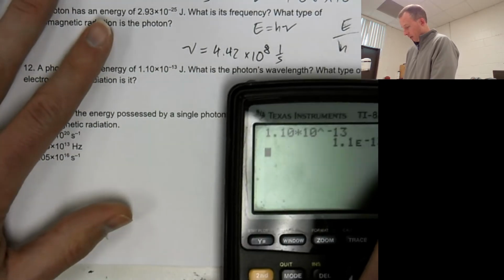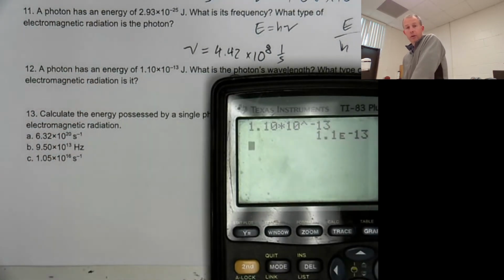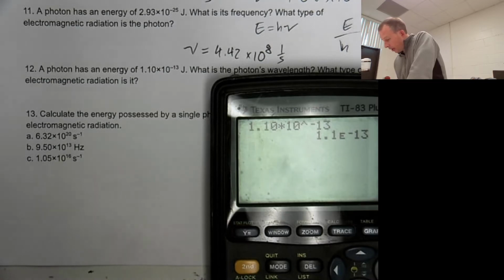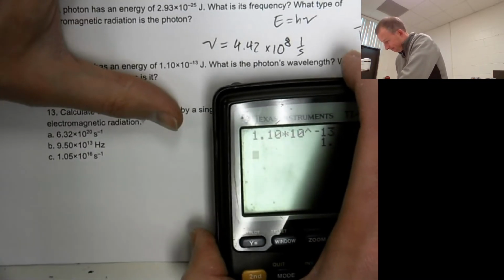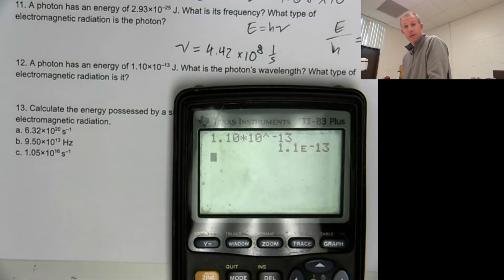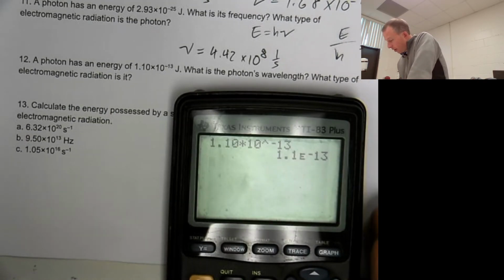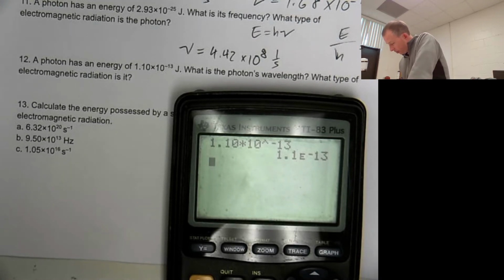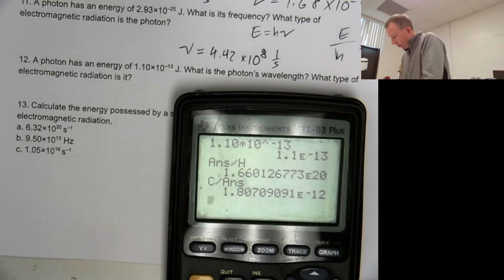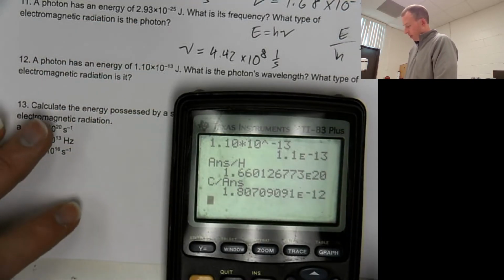So you can see this. So I'm doing this one. So that's our energy. And we're going to solve for frequency. So that's our frequency. Speed of light divided by our frequency. That gives us the wavelength. So 1.8 times 10 to the negative 12.